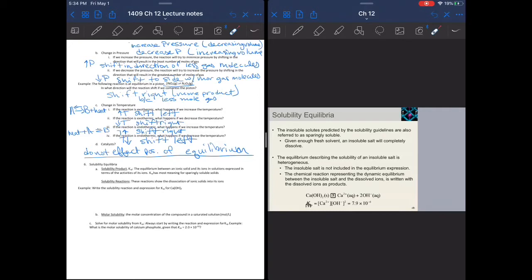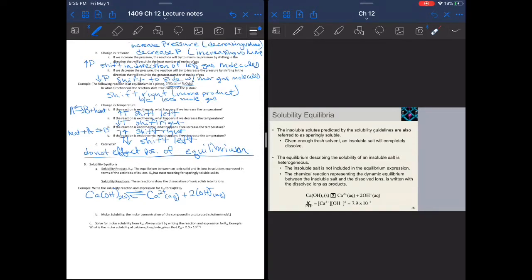And so we can write an equilibrium expression for solubility. For instance, if we're looking at calcium hydroxide here, we can write a solubility reaction. That's going to be calcium hydroxide as a solid in equilibrium, if you put it in water, with aqueous calcium ions and 2 aqueous hydroxide ions. This would be our solubility reaction.